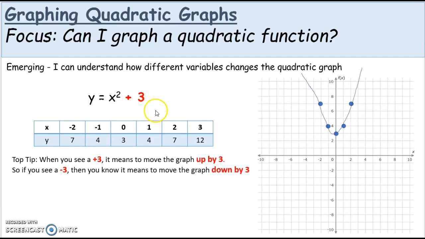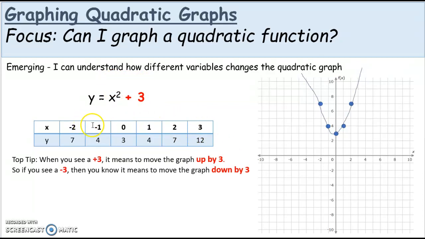Next one. So this one's a little bit different. You have the +3, but you do it the exact same way. 0 squared is 0, then you add 3 to give you 3. 1 squared will give you 1, add 3 give you 4. 2 squared will give you 4, add 3 will give you 7. And 3 squared would give you 9, and 3 would give you 12.